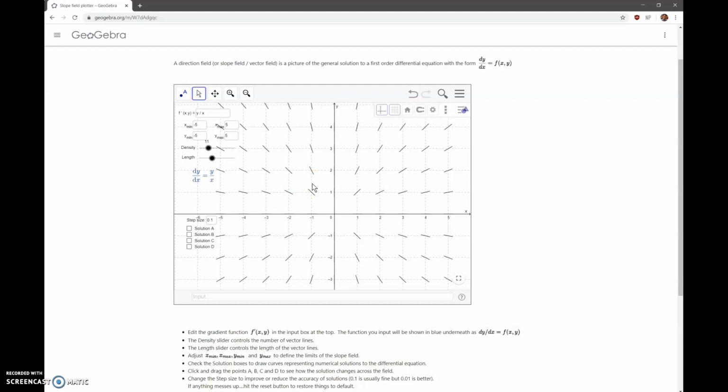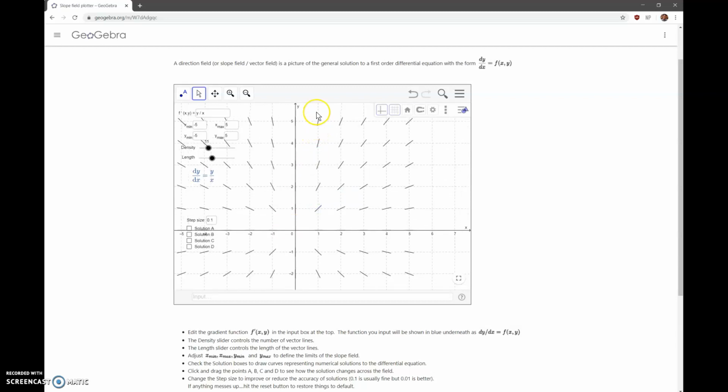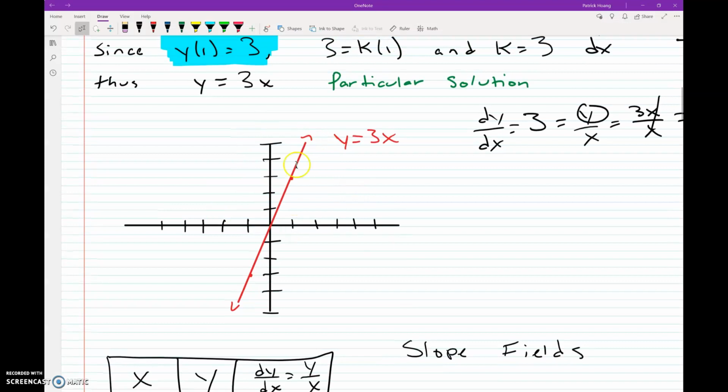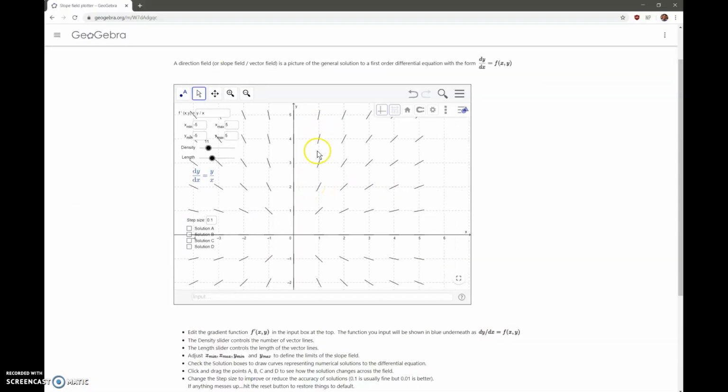But what does this mean, right? The slope field is a graph of the solutions, right? If we were to look around, we see all these lines, but if we go back to our line over here, our solution to our differential equation was y is equal to 3x. We can see that on our slope field, right? y is equal to 3x. The solutions to our differential equation will lie inside the slope field right here.